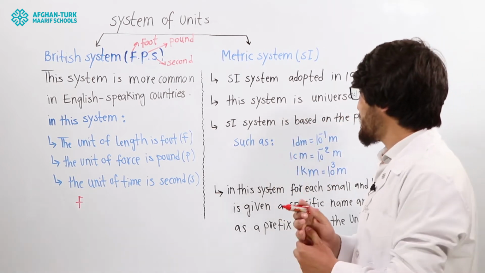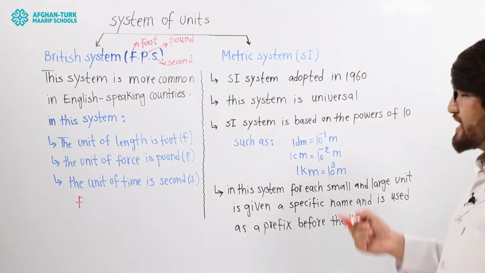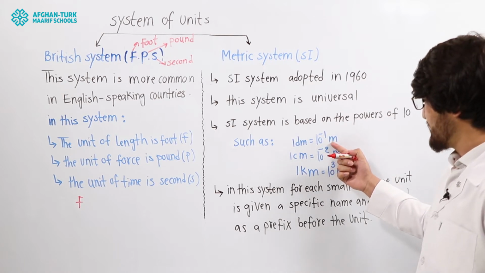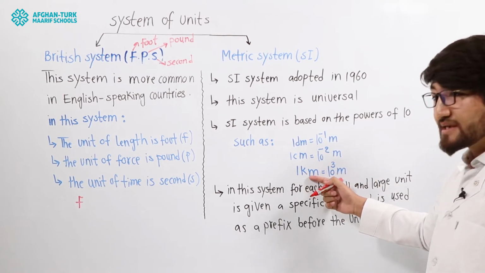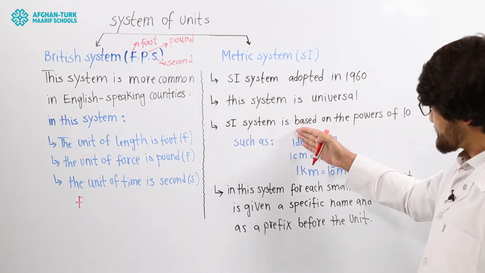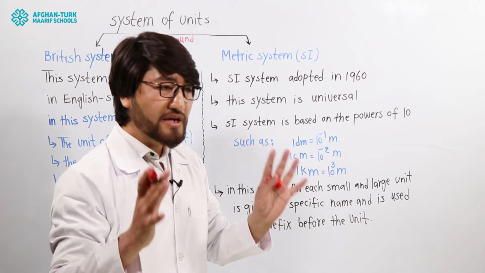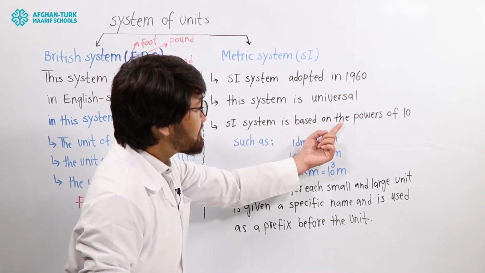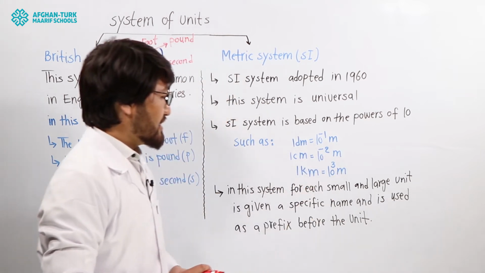What is another benefit of the SI system? The SI system is based on the power of 10. Such as 1 decimeter is equal to 10 to the power of minus 1 meter. 1 centimeter is equal to 10 to the power of minus 2 meter. 1 kilometer is equal to 10 to the power of 3 meter. It means the relation between each small and large unit is based on the power of 10.